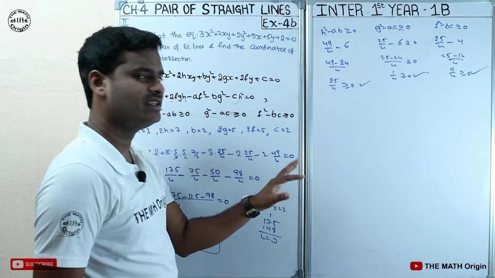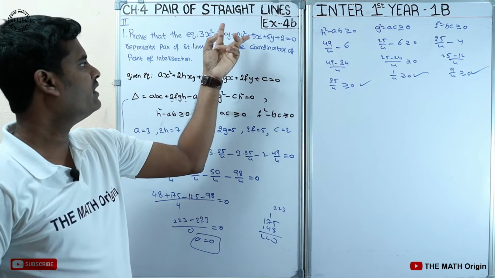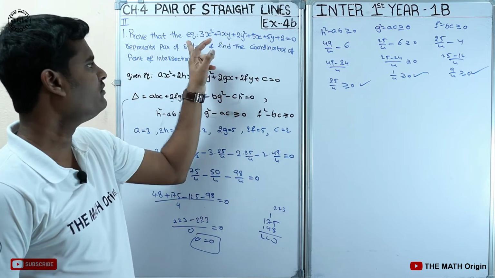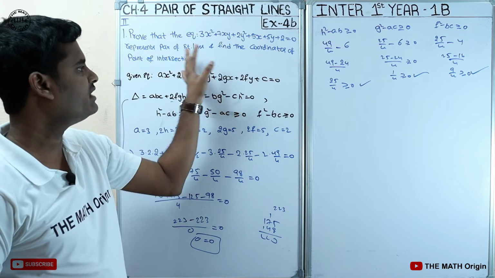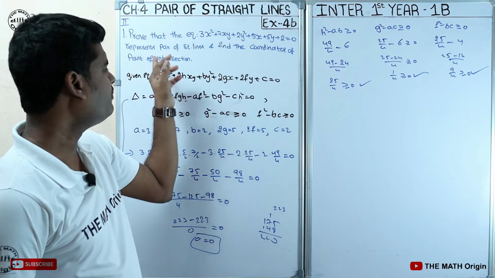So with this we can say that the given equation represents a pair of straight lines, and now we also need to find the point of intersection.